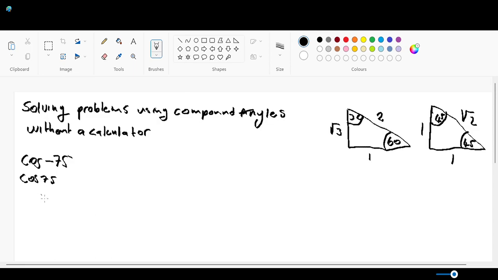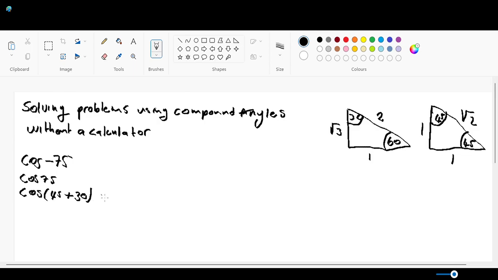Alright, now that we have done this, it's time for us to use our special angles. Remember, we have 75. Just like our previous problem, we have to add or subtract the special angles to get 75. So in this case, we can add 45 plus 30. Alright, so this is how we're gonna do this one here.